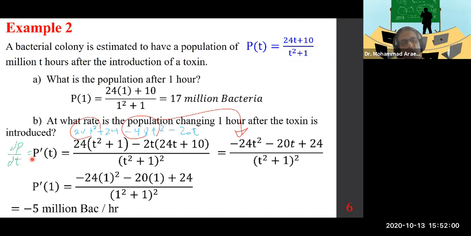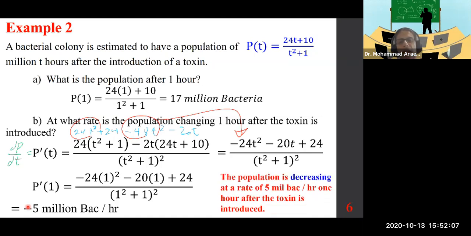Now, what is happening to the population? Because it's negative, it is decreasing. So the population is decreasing at a rate of 5 million bacteria per hour, 1 hour after the toxin is introduced, okay, class? So because it's negative, you mention decreasing, but you keep it as number 5. I can't emphasize this enough. Positive is increasing, negative is decreasing, class, okay?